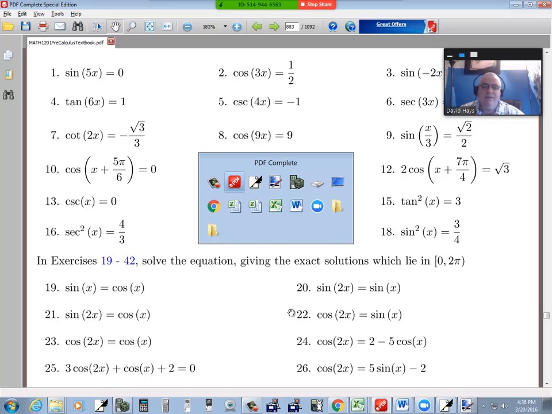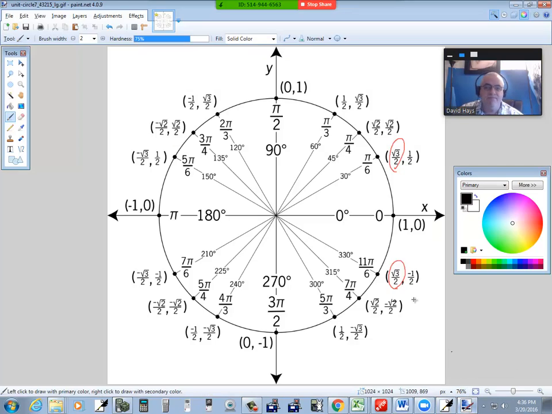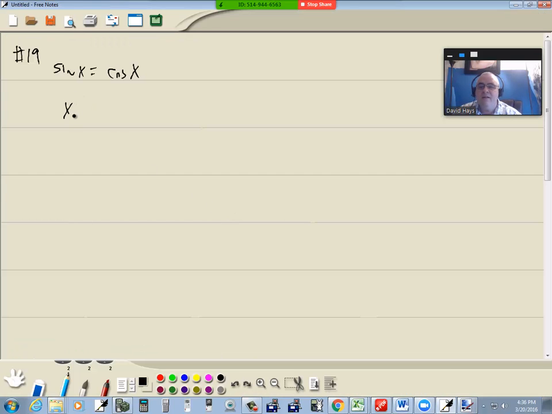If you remember that sine is your y part and cosine is your x part on your unit circle, you simply look on your unit circle and see where sine is equal to cosine, where x is equal to y. Let me erase those. Here's where they're the same, and here's where they're the same. So our two answers would be pi over 4 and 5 pi over 4. That's probably the easiest way.